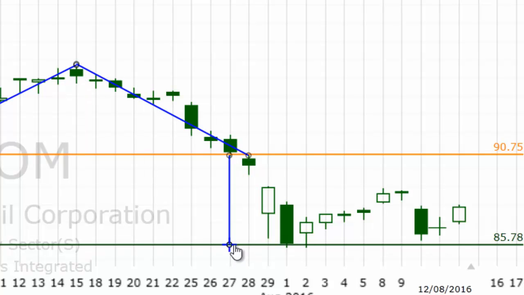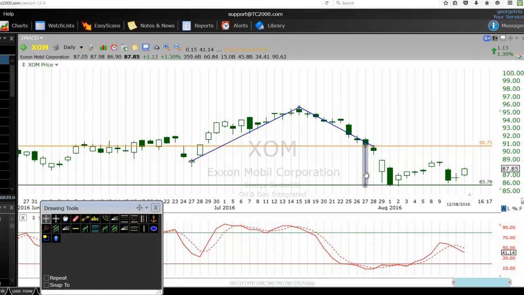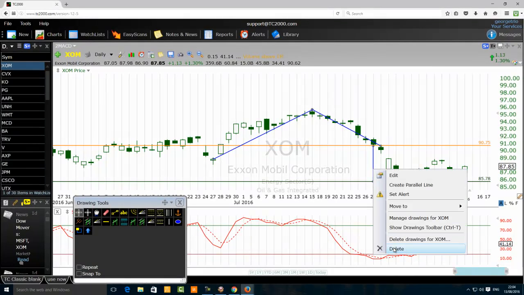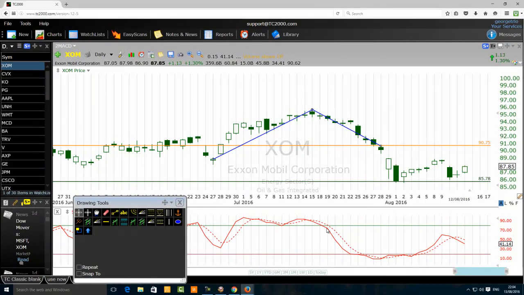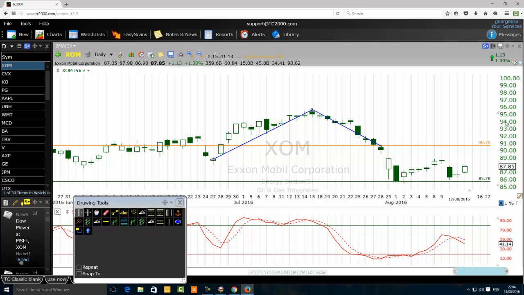As you can see, that's exactly where ExxonMobil did stop. All right, this is the power of a proprietary support and resistance level. So for those who are day trading or swing trading ExxonMobil stock, the current short-term equilibrium price level is at 90.75. That level will remain in place for 2 weeks or so.